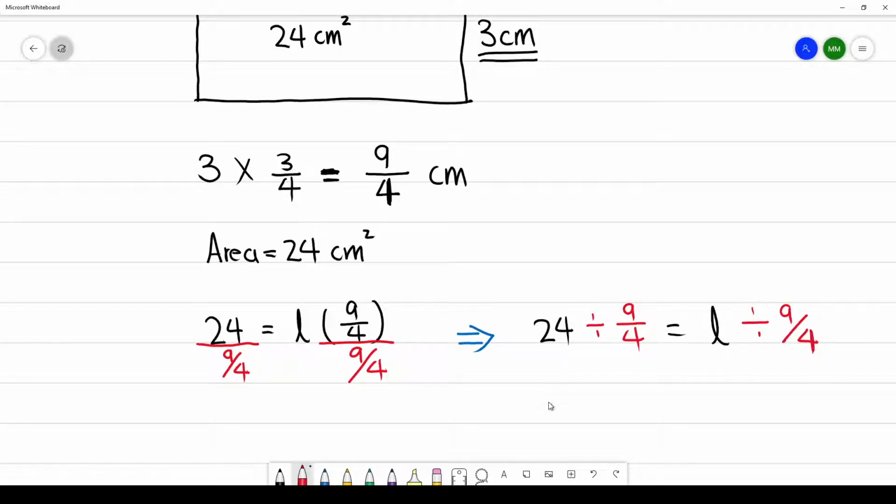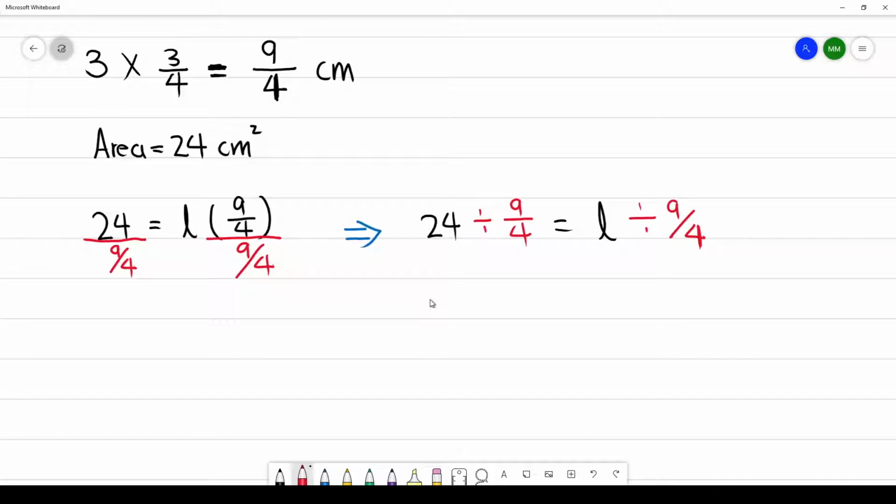So when you divide a fraction, that is the same thing as multiplying by the reciprocal. So when you switch the numbers around. So 24 times 4 over 9. And that is equal to L. Oh wait, no, there's a 9 over 4 here. My bad.